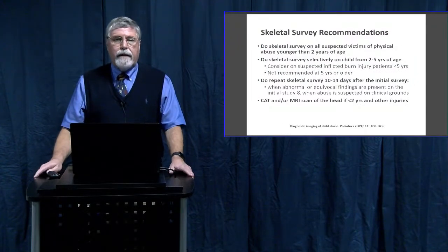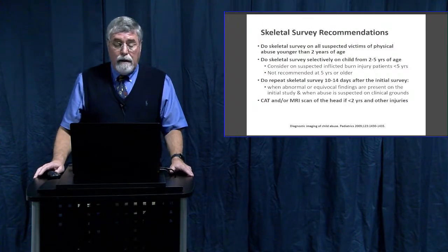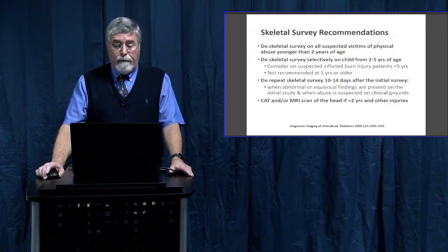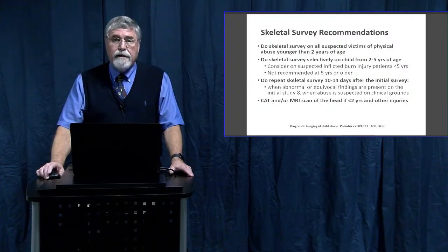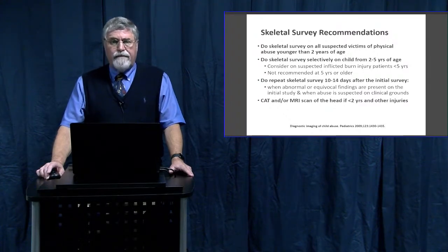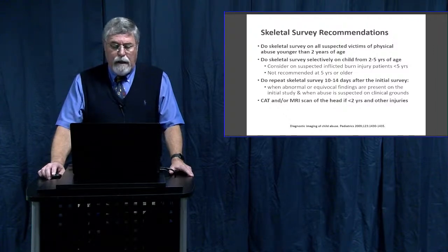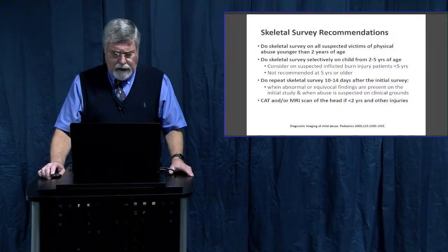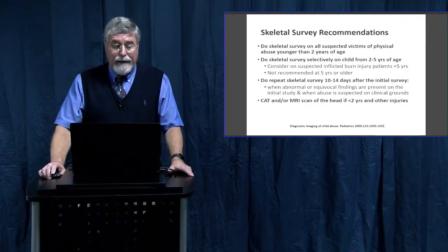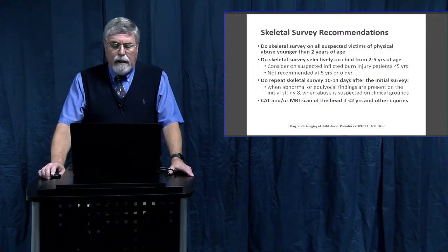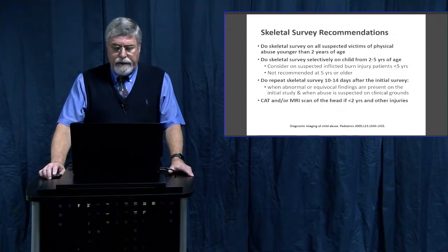Skeletal surveys are recommended on any child that you think may have been physically abused and should be considered selectively in children between 2 and 5 years of age. The yield on them is very low at 5 years of age and up, and they are not recommended in that age group. If you have a child that you suspect was maybe a victim of abuse, particularly physical abuse, and you do an initial skeletal survey, we typically recommend doing what's called a repeat or follow-up skeletal survey that's done usually 2 weeks later, 10 to 14 days after the initial survey.